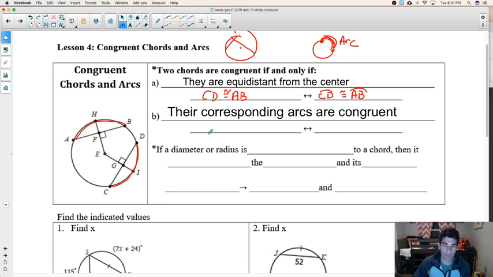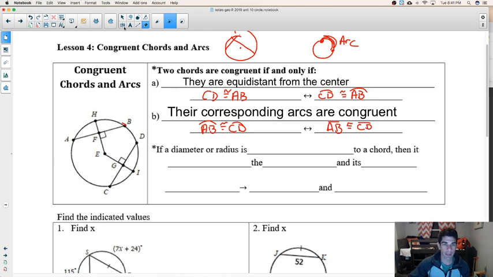So if I'm telling you that the arcs are congruent, that arc AB is congruent to arc CD, then their chords would also be congruent. It's basically writing the same thing. Arc AB congruent to arc CD would then mean chord AB would be congruent to chord CD. So there's your first part. Okay, next part.